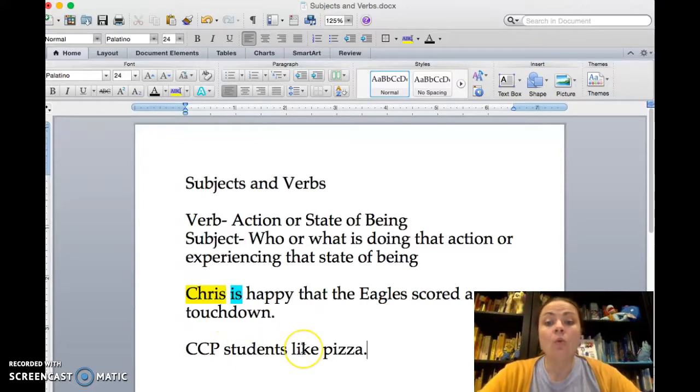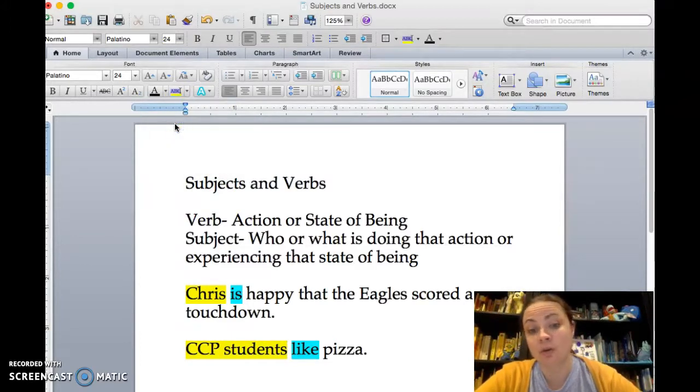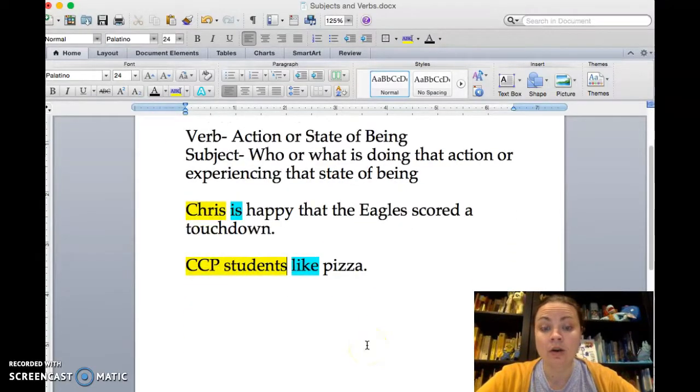So what is the action here? Is pizza the action? No, pizza's not doing anything. So what is the action here? The action is the liking. Like. So CCP students like pizza. Like is the verb, and then the subject is CCP students. If you want to do just the basic subject, you can say students, that's totally fine. CCP just gives us a little more information. And then we'll do one more.